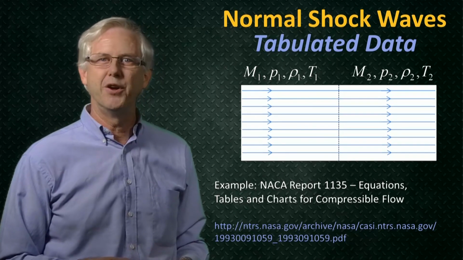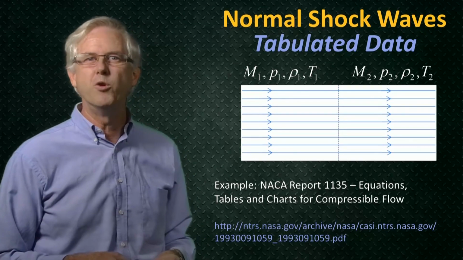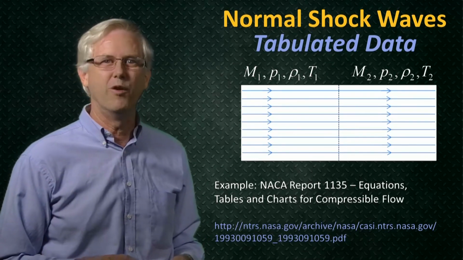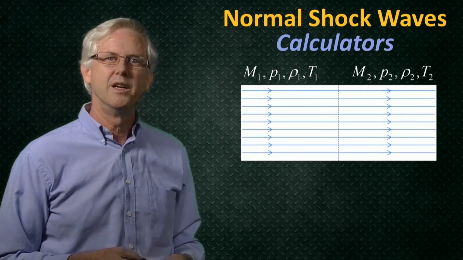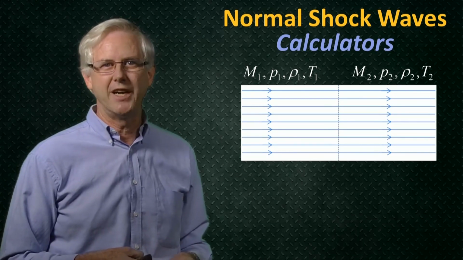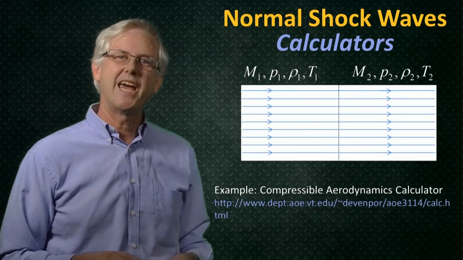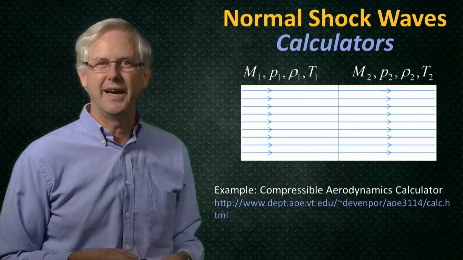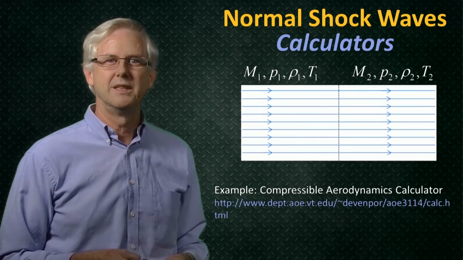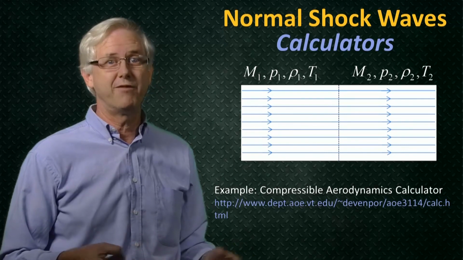NACA report 1135 is a good example of where you can find some normal shock tables for gamma equals 1.4. You'll also find some good calculators for finding how conditions change across normal shock waves. A good one is the Virginia Tech Compressible Aerodynamic Calculator by William Davenport. A good calculator such as this one makes calculations with different gammas easier.